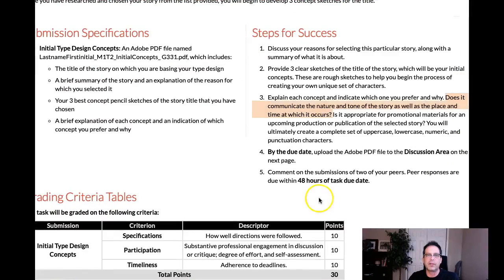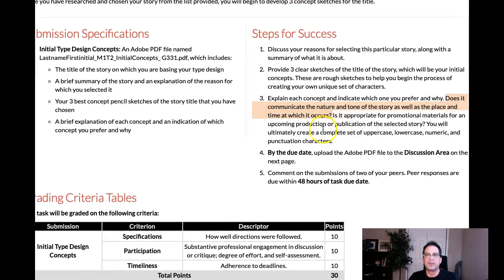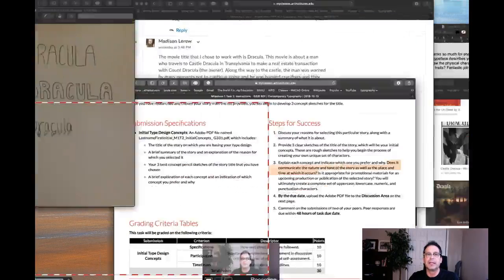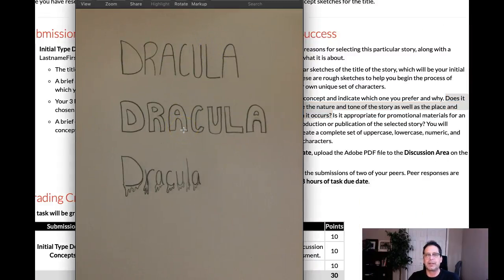I think one of the most important things in this entire set of instructions is number 3 right here, specifically this sentence that I have highlighted. This is talking about your type examples. Do they communicate the nature and tone of the story as well as the place and time in which it occurs? And I'm not seeing that here. I'm not seeing necessarily any connections here to horror, or specifically the historicism associated. You're using sans serif typefaces, which for all intents and purposes hadn't been invented by the time that Dracula was published. I shouldn't say that, they were not used at all during the time this story was published. So is there historical relevance there?